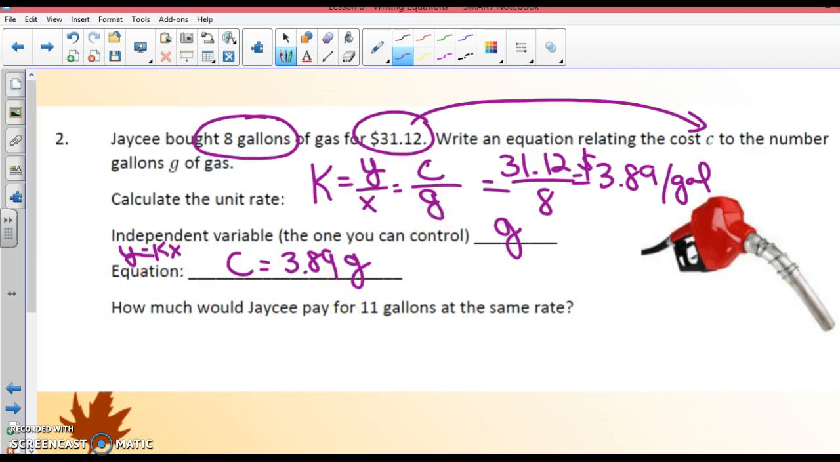How much would JC pay for 11 gallons at the same rate? Well, let's use our equation. C equals 3.89 times 11. And her cost is $42.